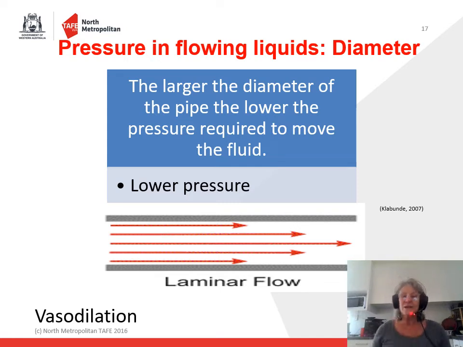So the larger the diameter, so as we vasodilate all of those blood vessels in our dermis, we're actually dropping our blood pressure in the dermis, in those vessels. So we increase the size, we vasodilate, we're going to lower the pressure.